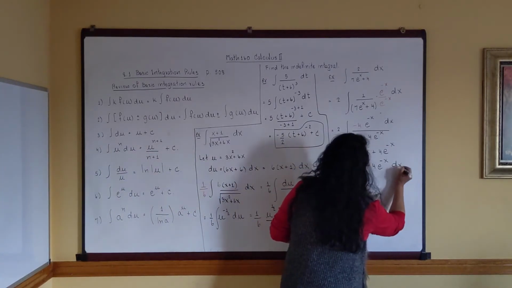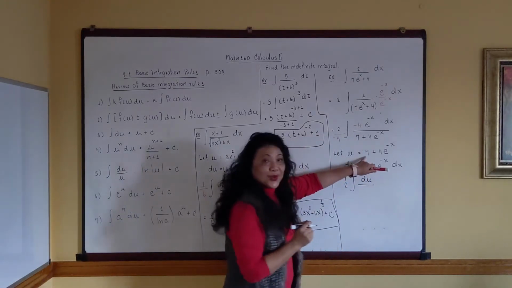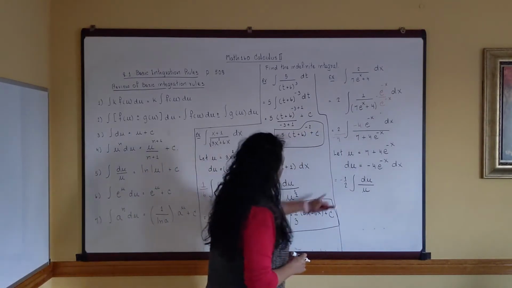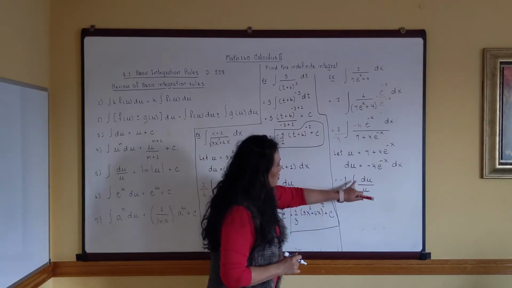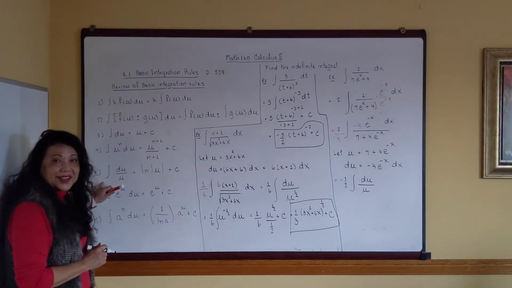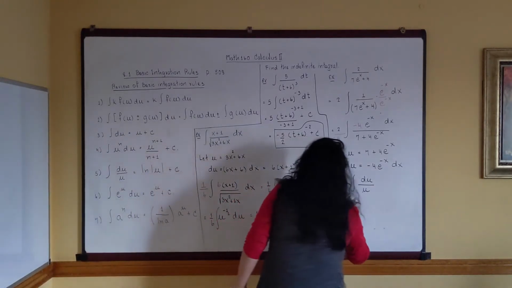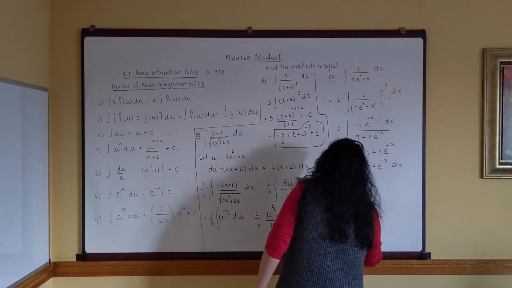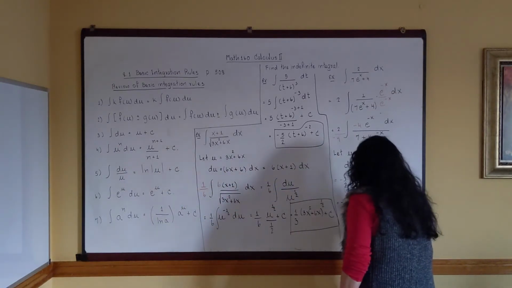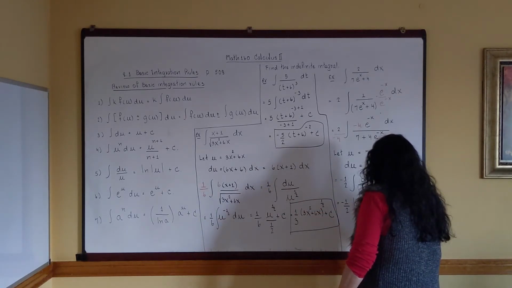All right, my du over my u. So I have negative 1/2 and integral du over u. So this is number 5. This is number 5. Alright, so that is going to be negative 1/2 ln absolute value of u plus c.